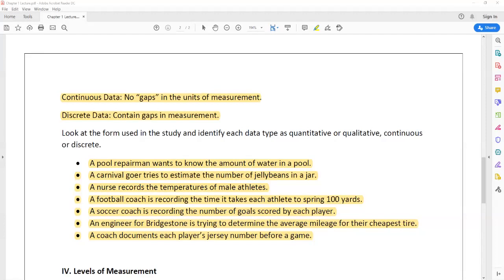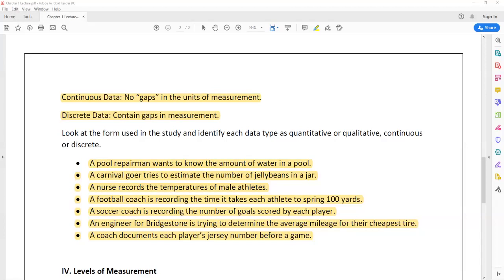A soccer coach is recording the number of goals scored by each player. Well, he can count those goals, right? He can do an average number of goals scored. So that would make that quantitative. But in the other category, we have discrete data, right? Because the goals are separated out. We can actually separate them out and we can count them separately. We know where one goal ends and another one begins.